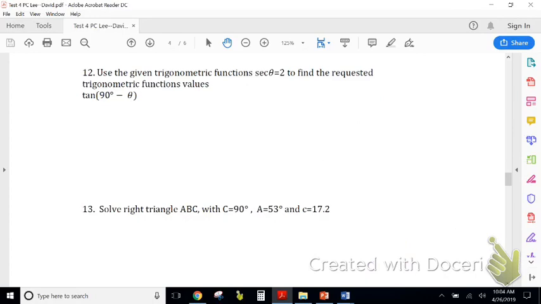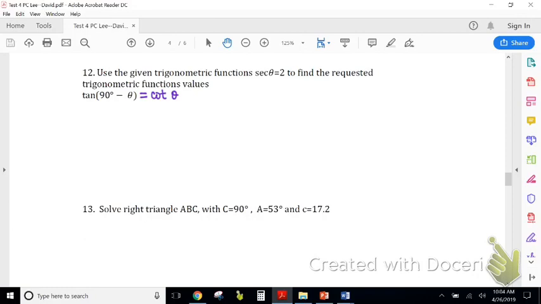All right, so number 12, it says use the given trig function secant of theta equals 2 to find the requested trig function's value, tangent of 90 degrees minus theta. Well, that's one of those cofunction identities, okay? And so we know that it is equal to, what is the cofunction of tangent? Cotangent, right? So we know it's equal to cotangent of theta. So if we can just find cotangent of theta, then we know tangent of 90 degrees minus theta. So let's work on that.